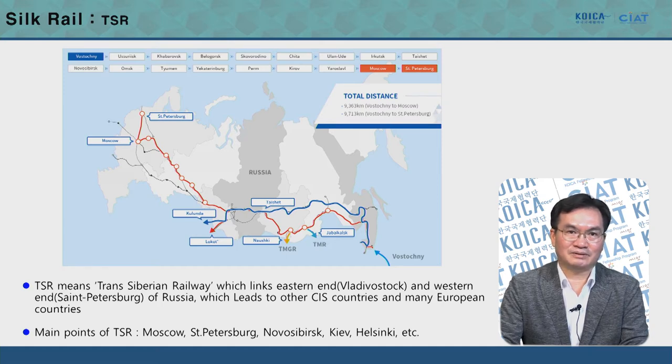The total distance from Vostochny to Moscow is 9,363 kilometers. From Vostochny to St. Petersburg is 9,713 kilometers. Main points of TSR are Moscow, St. Petersburg, etc.